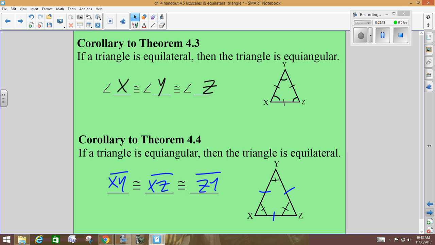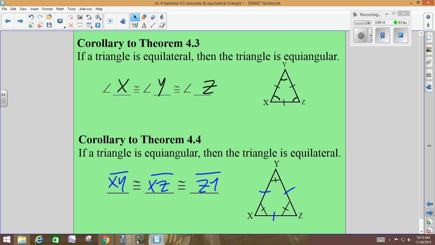Those 4 theorems, or 2 theorems and corollaries, you kind of sum it up and say, however many angles are congruent in a triangle, that's how many sides are going to be congruent and vice versa. If it has 2 sides the same, it's going to have 2 angles the same. If it has 3 angles the same, it's going to have 3 sides the same. So those should always match up. Okay. Flip it over. We're going to go to the examples.